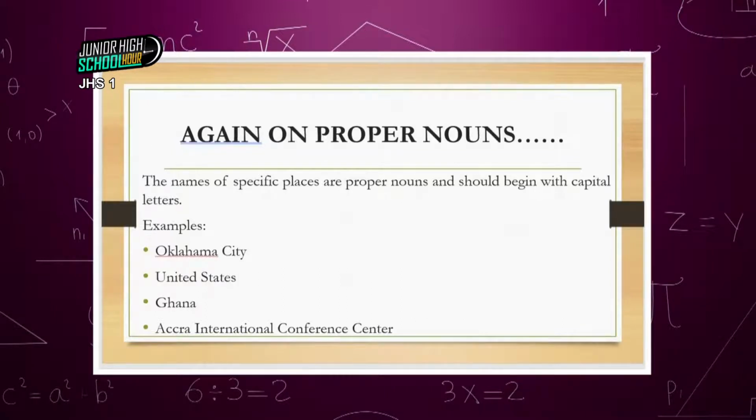Can you give me some examples? We have a lot. Can you give me some examples of specific places? Give me like four examples right now. I am waiting. Try and put them on the paper. Okay? I have my Oklahoma City, I have United States, I have Ghana, I have Accra International Conference Center, we have Nigeria, we have Liberia. I mean, go on. Give me four or five now.